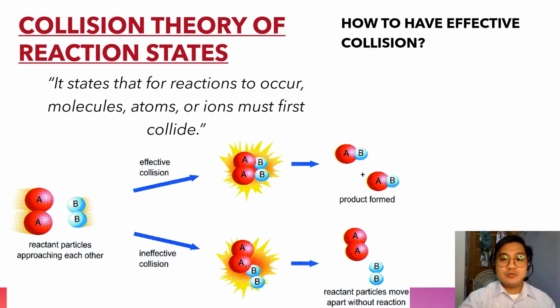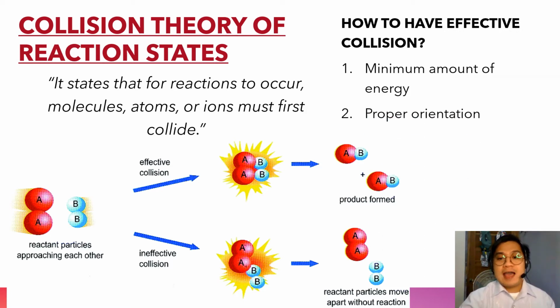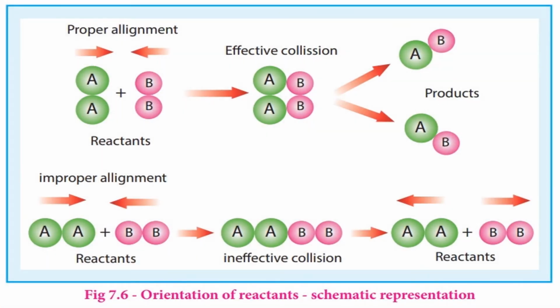Remember that for you to have an effective collision, you should take note of these two factors. The first factor is that it should have a minimum amount of energy. And number two, it should have a proper orientation. Once again, the first factor is the minimum amount of energy, and the second factor is the alignment of the particles.